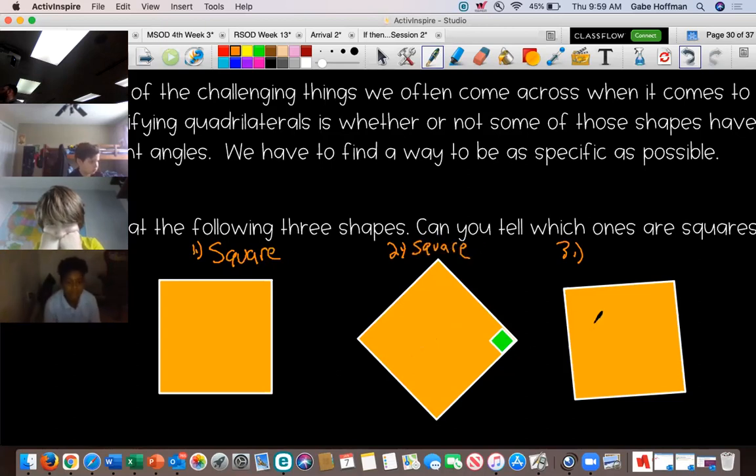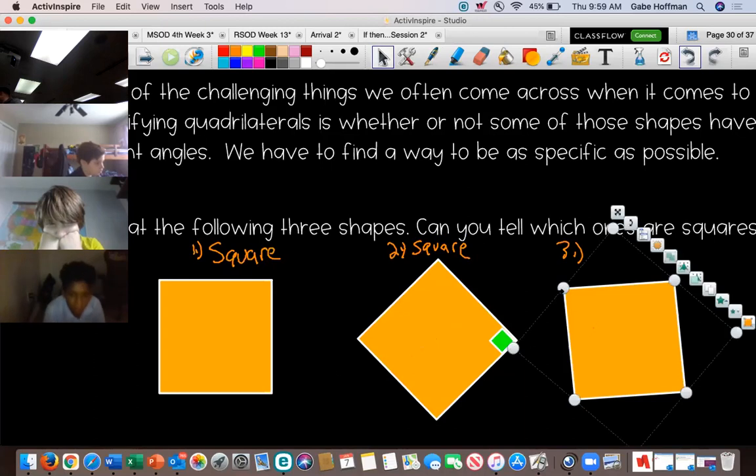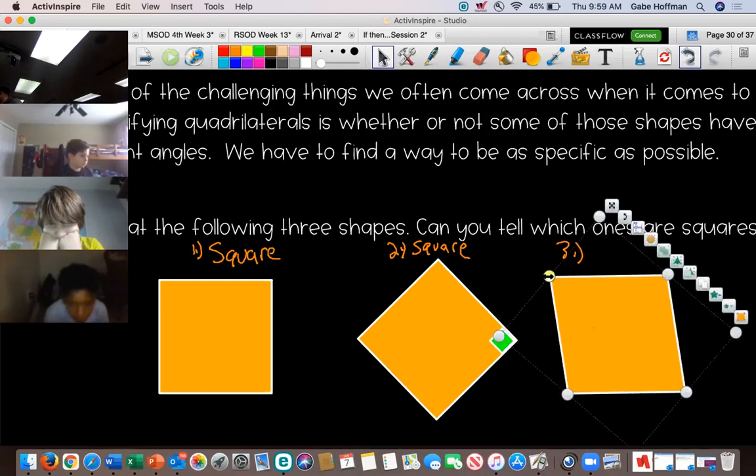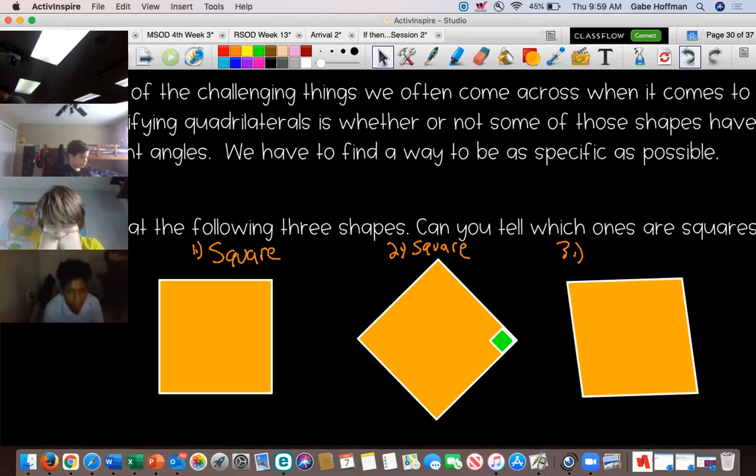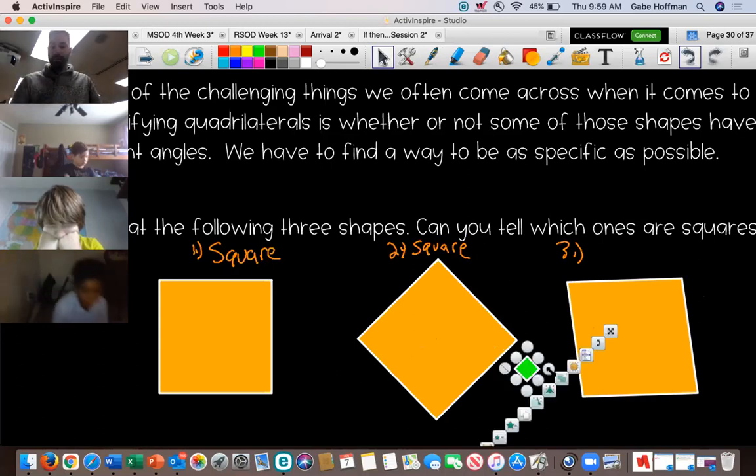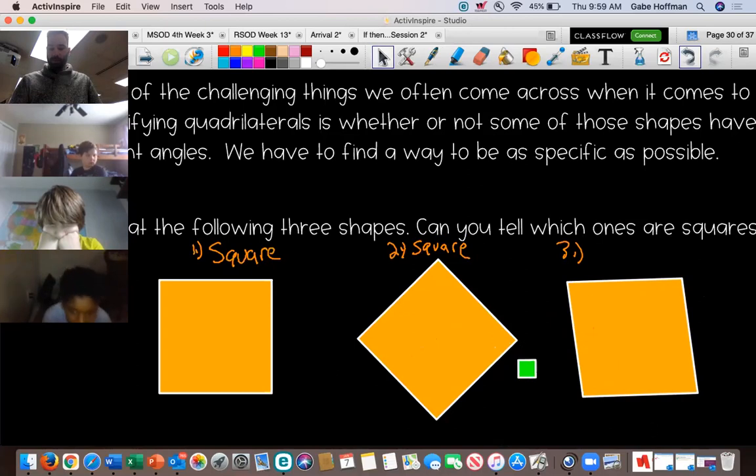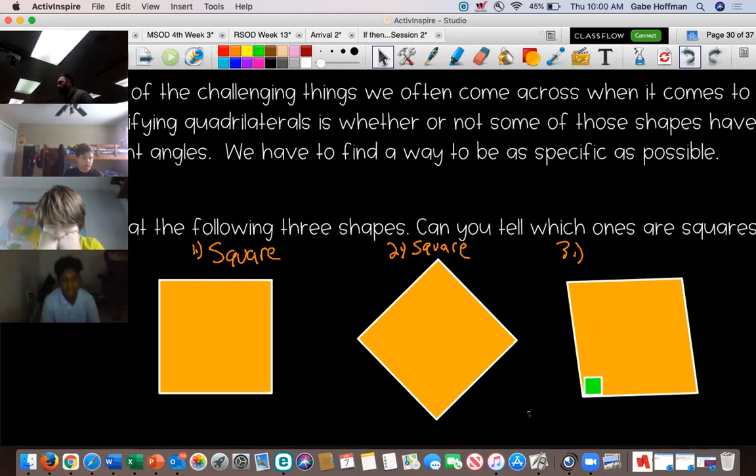Then I'm going to try it with this one. Sorry, I'm making it a little bit bigger. All right. I'm going to try it with this one. So then I'm going to take my square. I'm going to line it up perfectly with the bottom. And I'm going to check. Does that fit perfectly in the corner? No, but you could move it to make it.